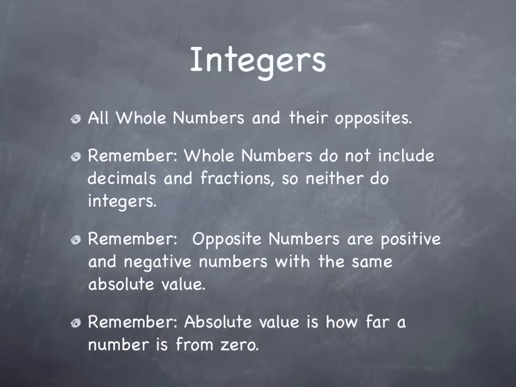And lastly, let's remember that absolute value is how far a number is from 0. So 7 is 7 places away from 0, just like -7 is also 7 places away from 0. So both of them would have an absolute value of 7.